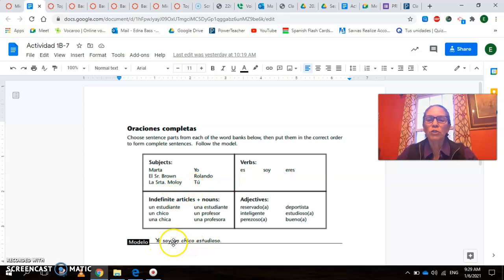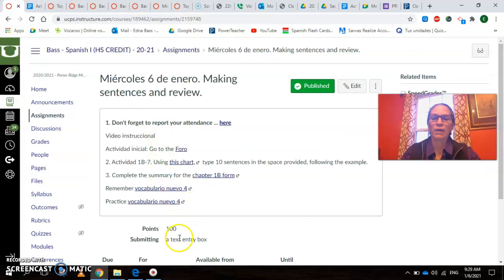Okay, so you're going to build 10 sentences. You have indefinite articles plus nouns here and adjectives. I'll be there to help you. You can ask me to look at your sentences before you submit, so they are right. And those are going to be in the space that I provide here, the text entry box. So you just type your 10 sentences right there. So that's one thing that you're doing.